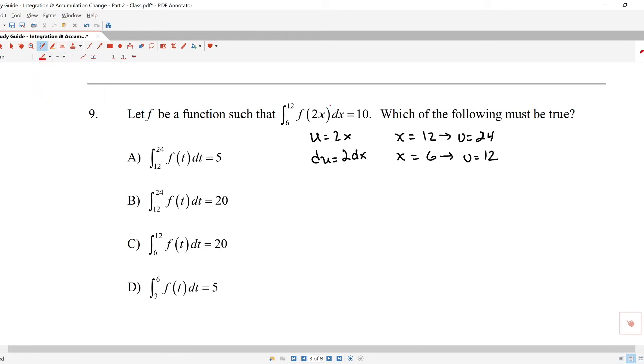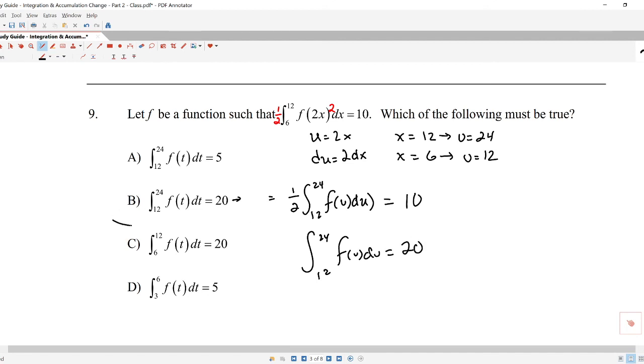Again, I need a factor of 2 inside, so we're going to put a 1/2 on the outside. So this will equal 1/2 the integral from 12 to 24 of f of u du. So this whole thing here is 10, which means, doubling both sides, the integral from 12 to 24 of f of u du is 20.